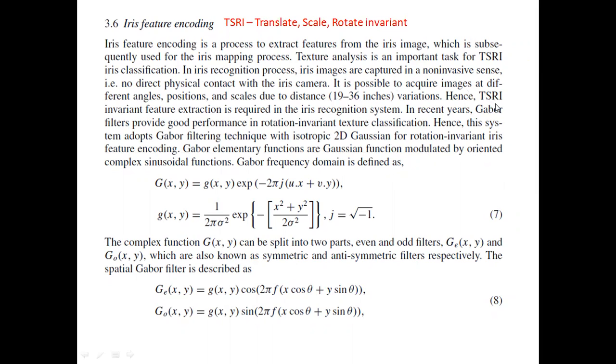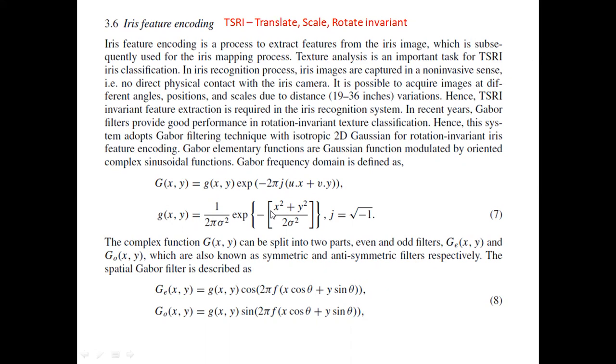Hence, TSRI invariant feature extraction is required for the iris recognition system. In recent years, the Gabor filter provides good performance on rotation invariant texture classification. Hence, this system adopts the global filtering technique with isotropic 2D Gaussian for rotation invariant iris feature extraction encoding. The Gabor elementary functions are Gaussian functions modulated by oriented complex sinusoidal functions for Gabor frequency.